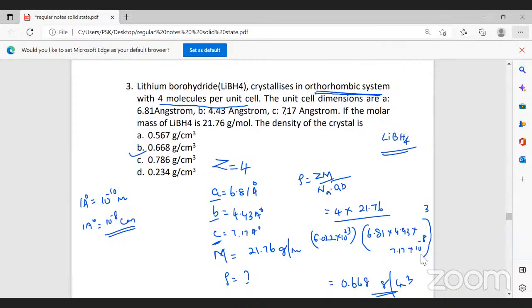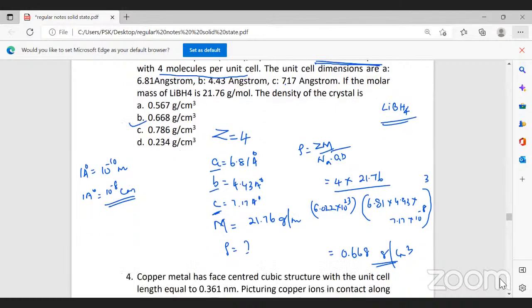I'm not doing the mathematics part of it. I want you to work it out. And you know why I've taken 6.81 into 4.43 into 7.17? Because we know the volume is A cube when it is uniform, but it is not uniform here. So the volume of the unit cell will be A into B into C. That is why 6.81 into 4.43 into 7.17 into 10 to the power minus 8 the whole cube. Followed with this? Yes, sir. Now the next question.